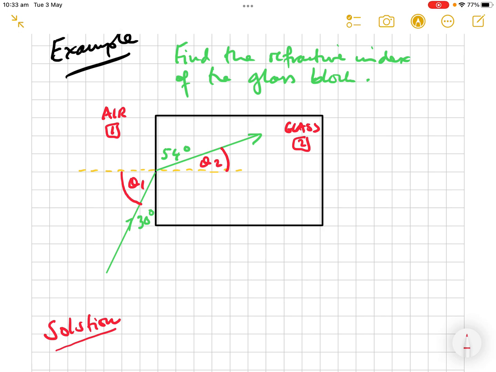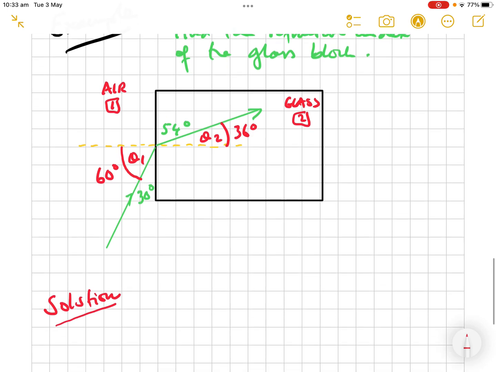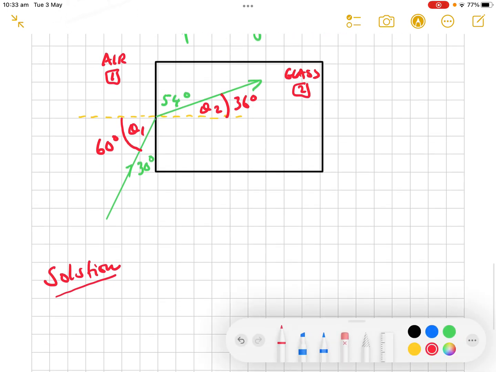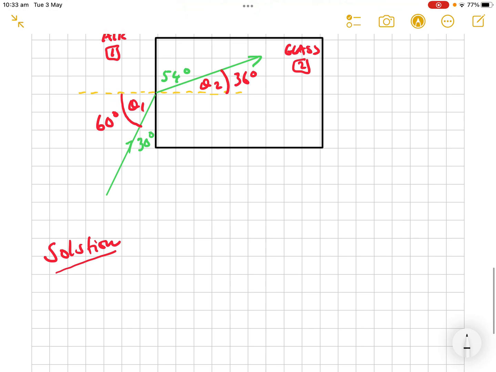So clearly, I hope you can see that theta 1 is going to be 90 minus 30, which gives us 60 degrees there. And theta 2 is going to be 90 minus 54, which will give us 36 degrees there. So that's our theta sorted. Well, we can now apply Snell's law.